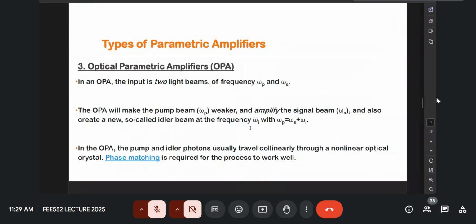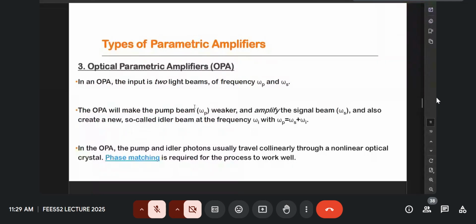So in an optical parametric amplifier, the input is two light beams, omega p and omega s, where omega p is called the pump beam frequency, and omega s is called the input signal light frequency. So the OPA will make the pump beam omega p weaker and amplify the signal beam omega s, and also create a new so-called idler beam at the frequency omega i, where omega i is just the byproduct of that process to satisfy the condition that I told you earlier.